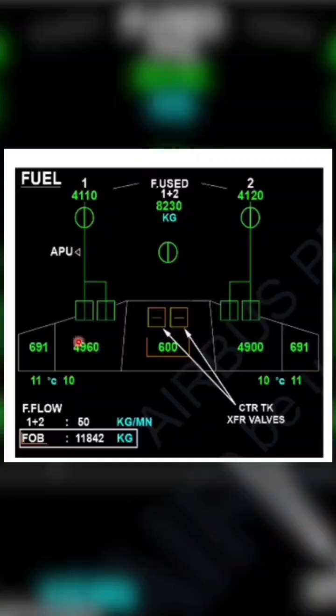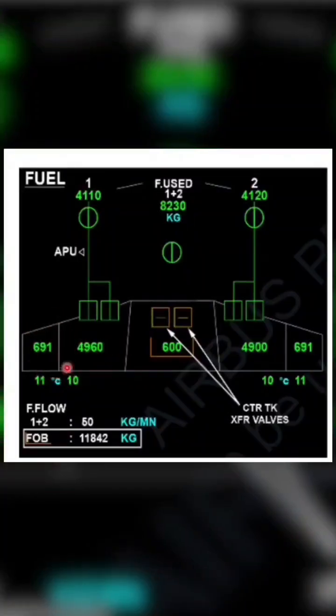So this is also good to know information, the overflow indication. That will be the advisory message in phase 2 and phase 3 if there is a difference between these two and these two of more than 1500 kg. Then the wing inner and outer indications pulse with the highest fuel level. Wherever the highest fuel level is, that will start pulsing.